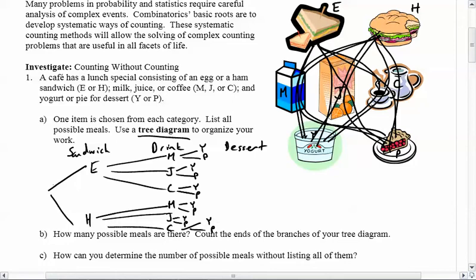Okay, so each branch of this tree represents a different meal option. So this branch here would represent the possibility of getting an egg sandwich with coffee and yogurt. Whereas this branch here would be a ham sandwich with juice and pie. So now I can count out how many end branches I've got. I've got 1, 2, 3, 4, 5, 6, 7, 8, 9, 10, 11, 12 possibilities.